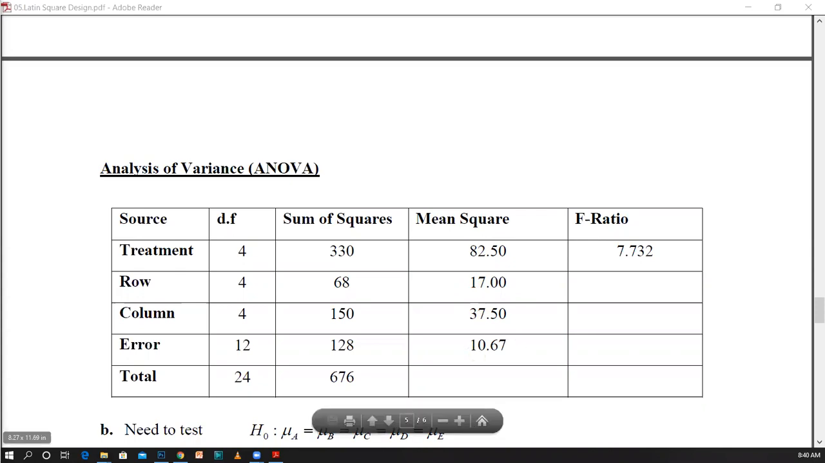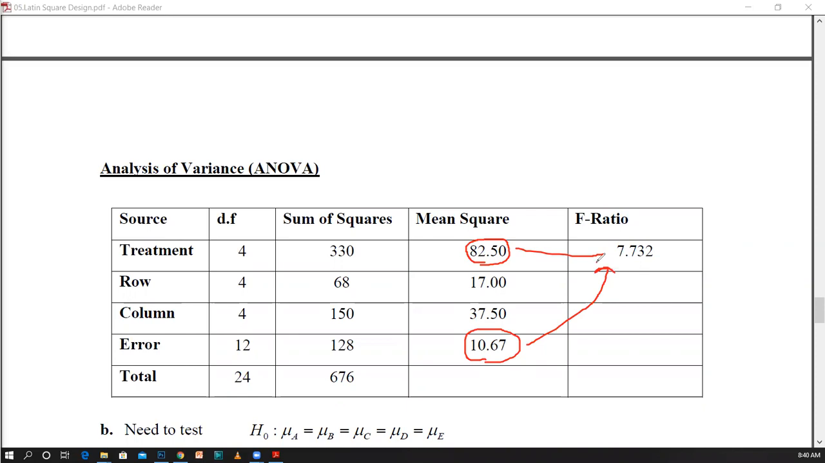After obtaining these mean square values, you have to take the ratio between the mean square treatment and the mean square error. You have to take the ratio. Then this gives the value as 82.50 divided by 10.67, which gives you the value 7.732. Therefore, this can be considered as the calculated F value.